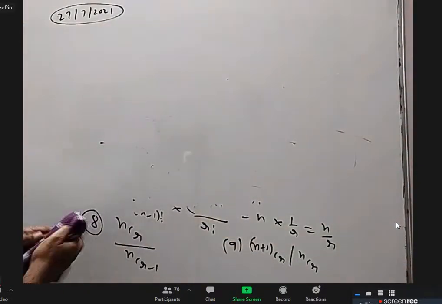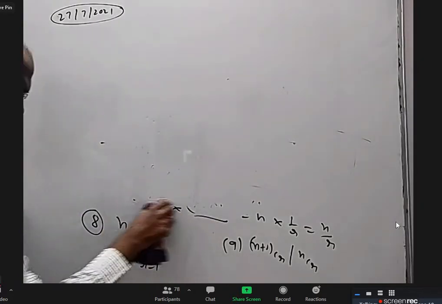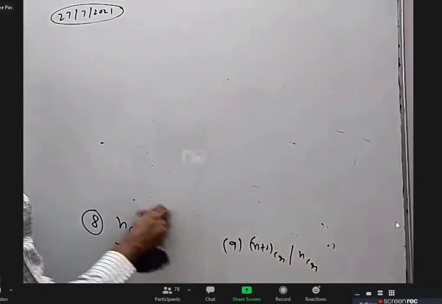Okay, eighth one, what came when you simplified? n minus r plus 1 by r. Okay.